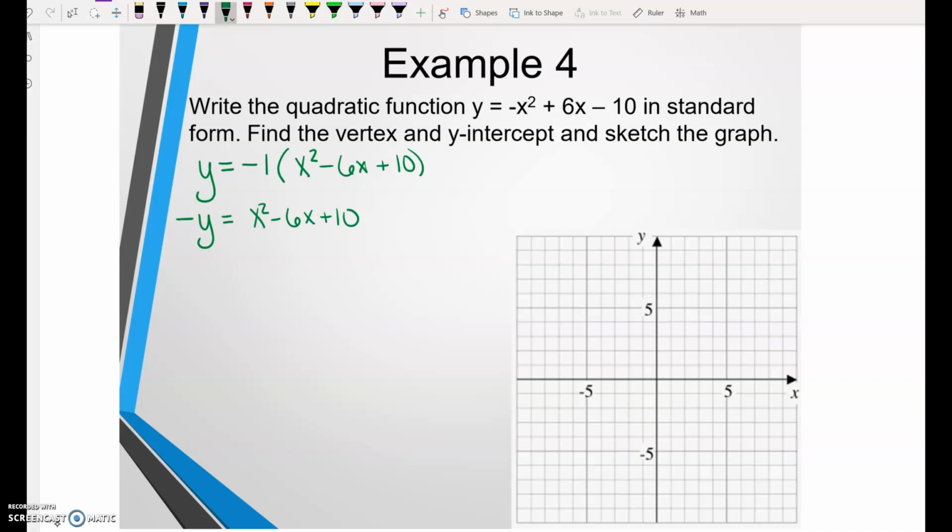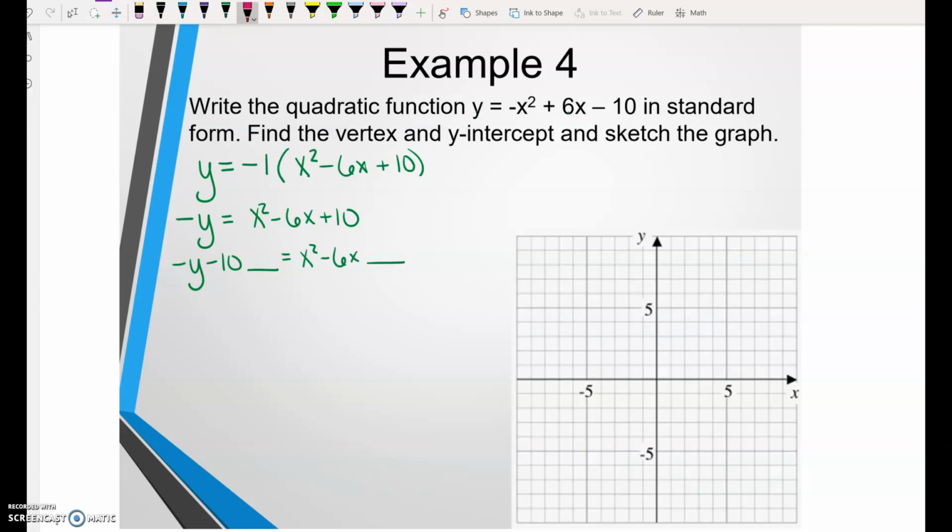We basically just multiplied everything by negative 1. So this becomes negative y, positive x squared, negative 6x, positive 10. And we'll fix it later. Okay, first step is to subtract 10 on both sides and leave yourself a blank.